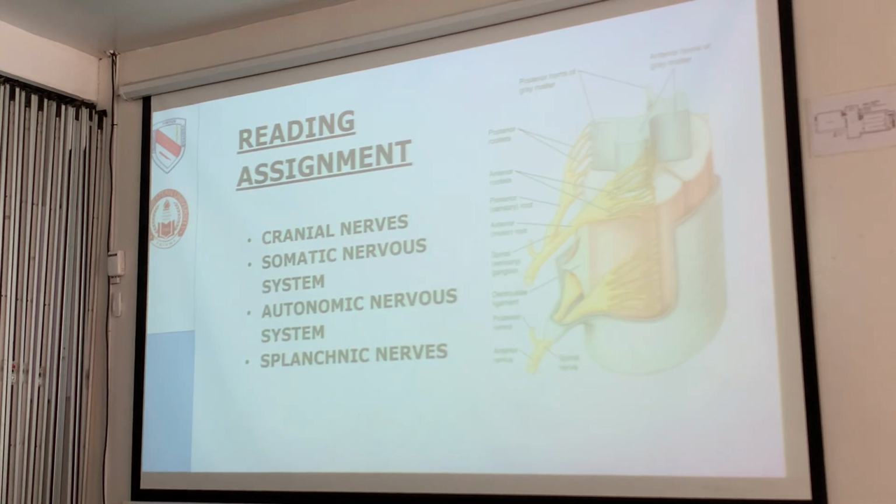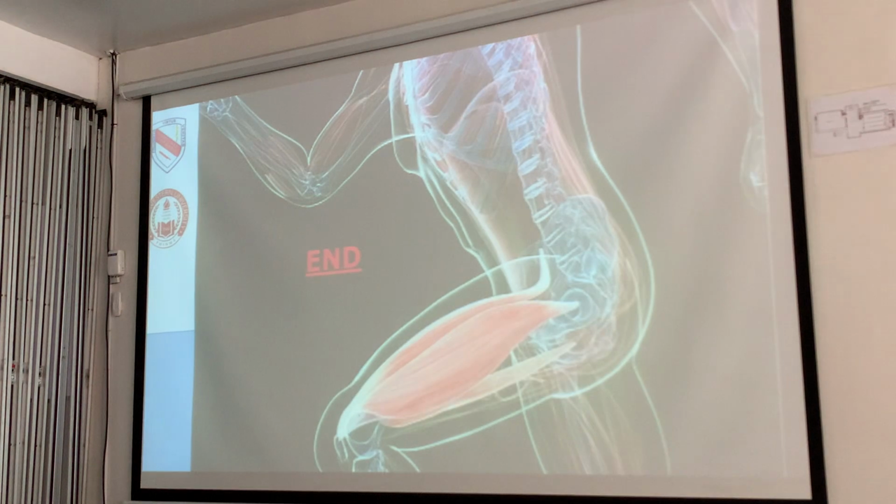Reading assignment: cranial nerve, somatic nervous system, autonomic nervous system, and the splanchnic. Reading function. Medicine. So as what was told to you, it is already postgraduate, it will not be school feeding. So be an adult, be a professional.